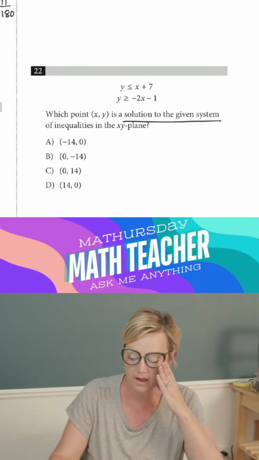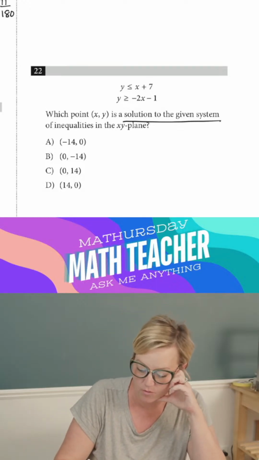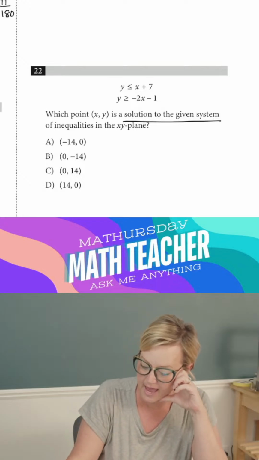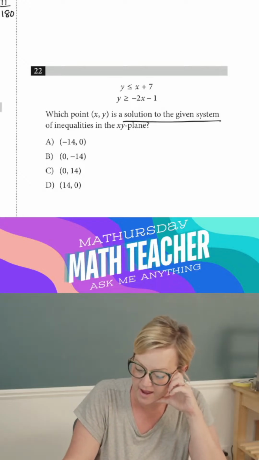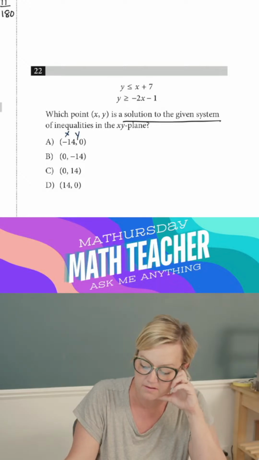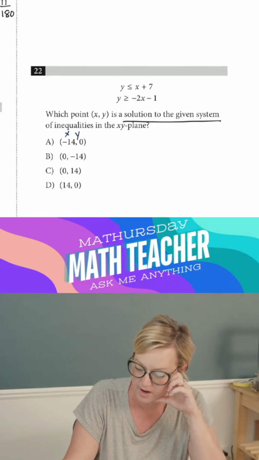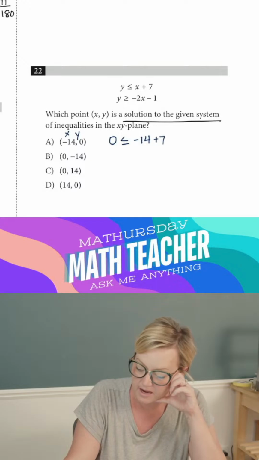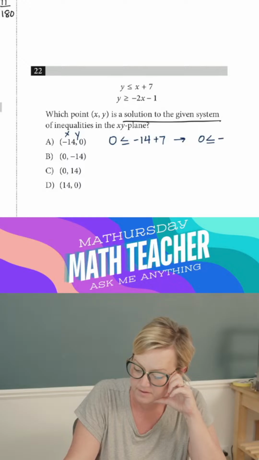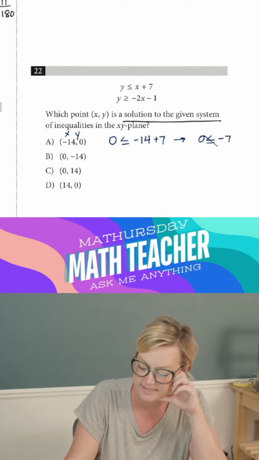Okay. So if I start out with option A, we've got X and Y, and they even tell you right there. So Y is 0. Is 0 less than or equal to negative 14 plus 7? Well, negative 14 plus 7 is negative 7. 0 is not less than negative 7, so that one's not going to work.